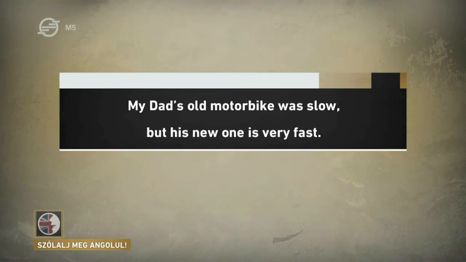Good, but just to check, which should we use in that sentence? An adjective or an adverb? Correct. Well done. In that sentence, we need an adjective. We could say the sentence a different way and use an adverb. My dad's old motorbike was very slow, but his new one accelerates very fast.